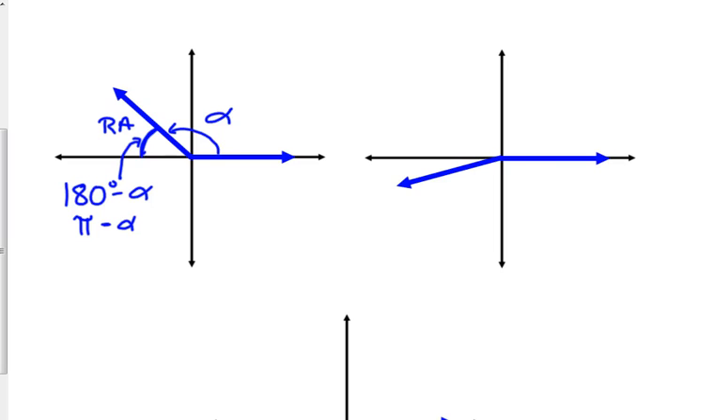So if we have one in the third quadrant, let's call this angle beta. It's a B with a long tail on it. It's the Greek letter beta. Here is its reference angle, the measure to the closest horizontal axis. So how would we find that measure?